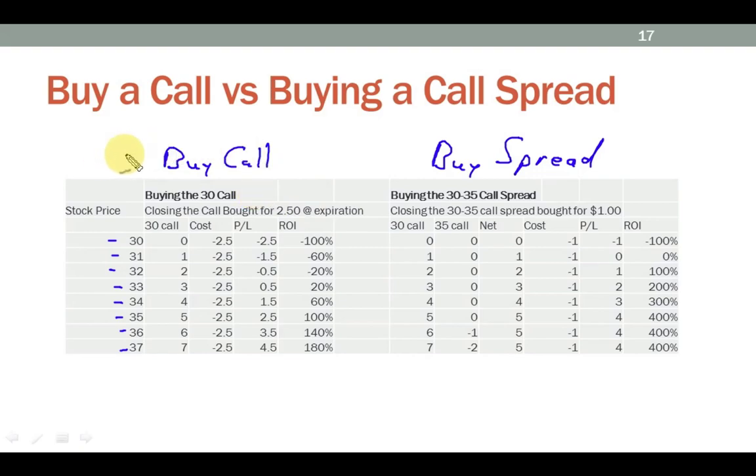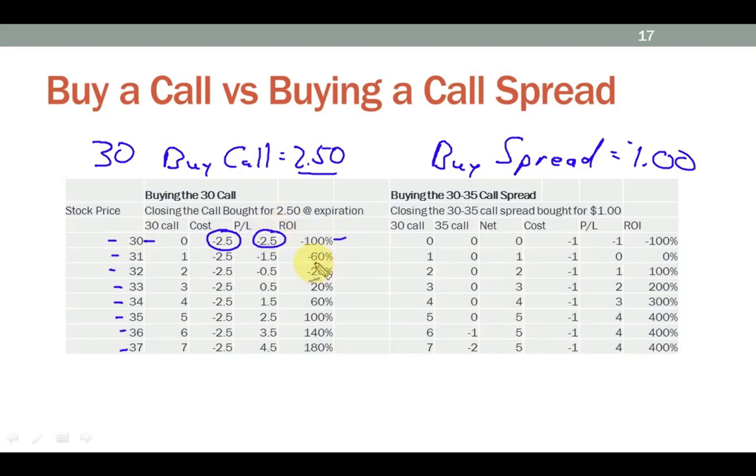So you buy a call, and that call happens to be the 30 call. We're going to buy it for $2.50. Okay? Duration isn't that important. We're also going to buy a spread. That spread is going to cost us approximately $1. Now, this is all on the exact same stock. What I want you to see is the cost of the trade is $2.50. If the stock stays at 30, you lose $2.50.